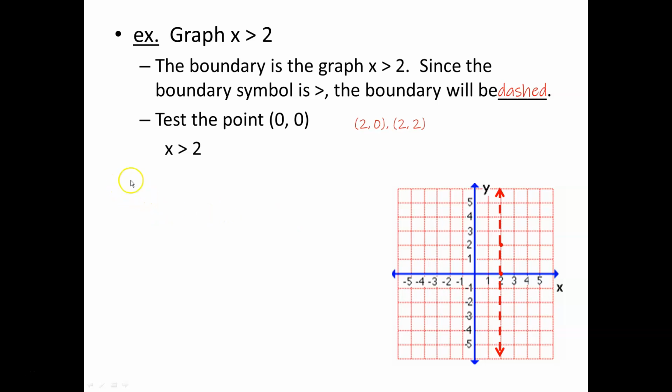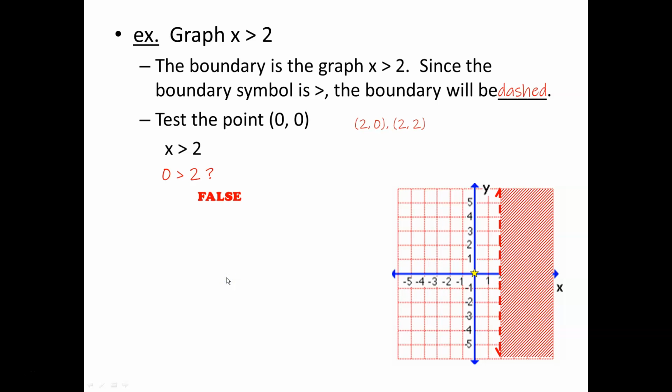And just like the last example, we have our test point, (0, 0). But looking at these, we don't have a y to put in. So we just don't pay any attention to the y. Just put in the x coordinate. Is 0 greater than 2? No, it's not. So we aren't going to shade the side where (0, 0) is on. We're going to shade the other side.